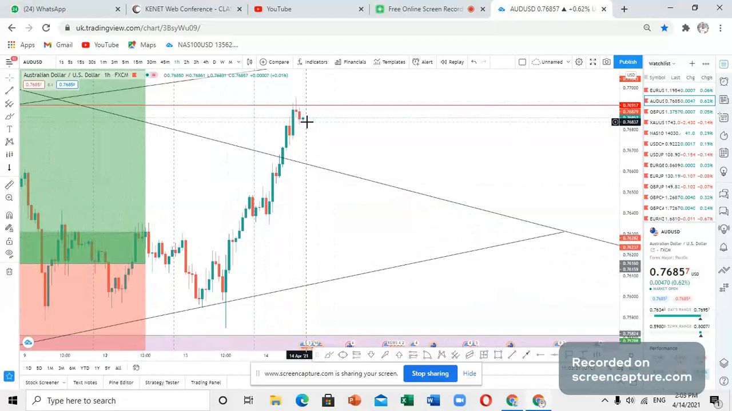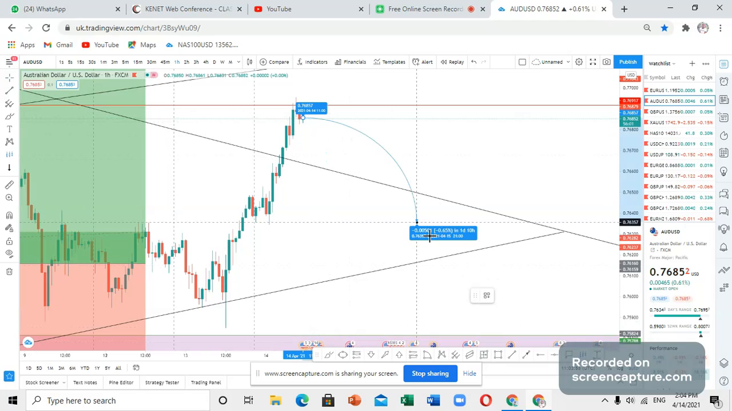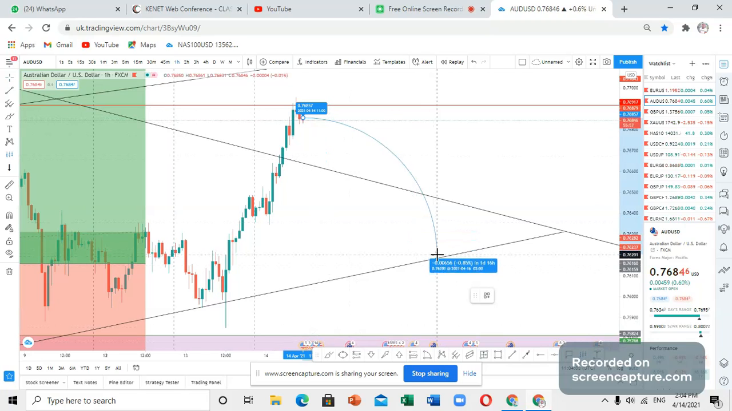So if it closes with a red candlestick, then I'm going to get into the trade with a sell, capitalizing on it up to this position. So I'm hoping that the market is going to move to the downside so that I can capitalize on it up to that position.